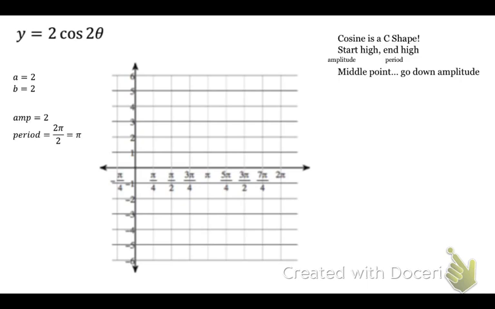Start high, end high, middle point, go down your amplitude. So I'm going to start high at 2, right there. I'm going to go over to pi, that's the other high point. For that middle point, we're going to go down 2. And then that just repeats, and there is that graph. And if you look, there's that C shape, slash those ovaries, slash a mountain. It's whatever you want it to be. You figure out how you're going to remember this. I'm just trying to give you some tools.